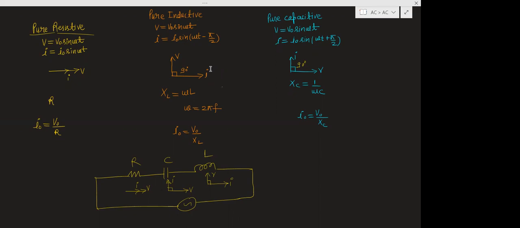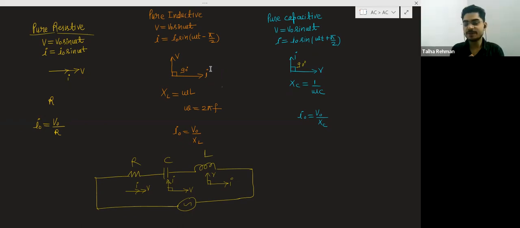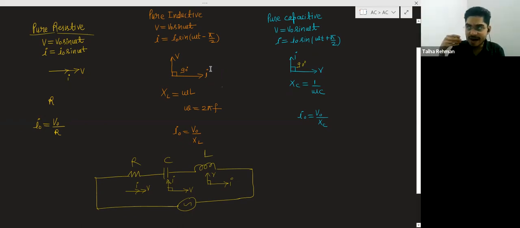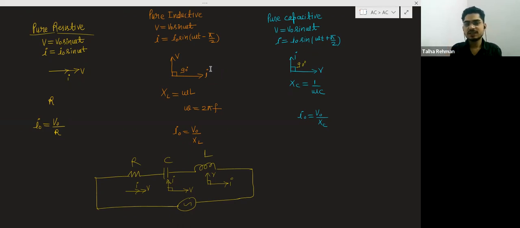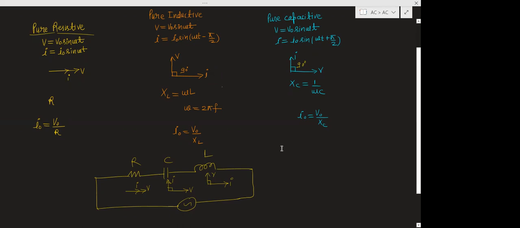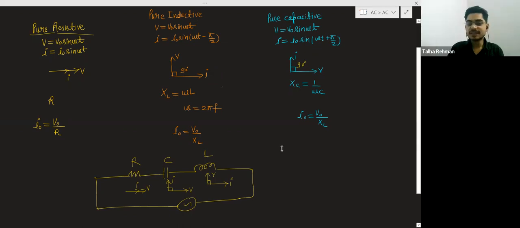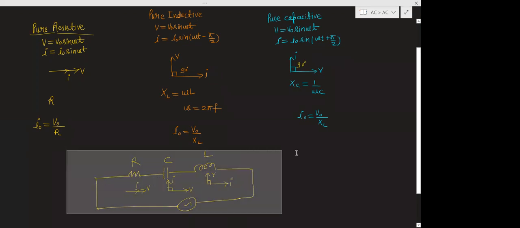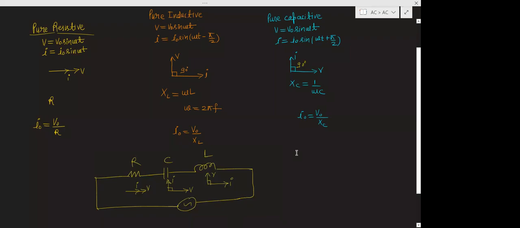So basic things, at least you should know what is the average value of the current, what is the root mean square value of the current, what is the equation of the voltage, and what is the equation of the current and voltage in resistive, inductive and capacitive circuits. Without these concepts, we cannot understand properly the series LCR circuit, this circuit that we are going to discuss in the next class. So make sure that you revise.